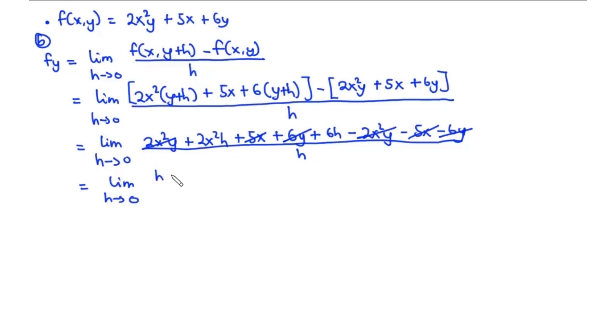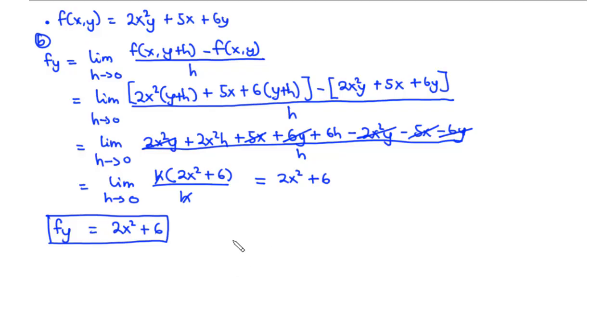So we factor out h. Inside of the bracket we have 2x squared plus 6, all divided by h. So h cancels out h, and then we can do direct substitution. We have this to be 2x squared plus 6. In fact, we don't have h inside of the final expression, so that is equal to 2x squared plus 6. Therefore we have fy equal to 2x squared plus 6.